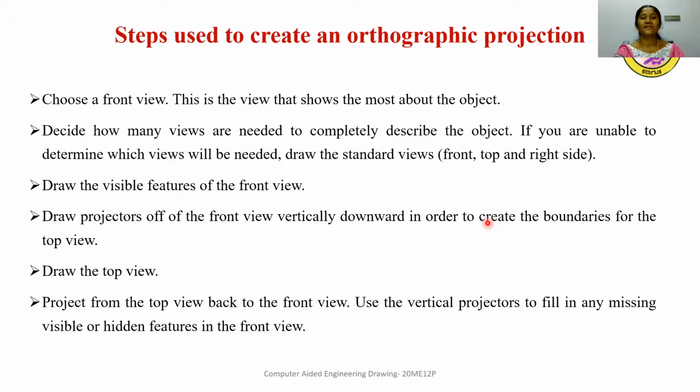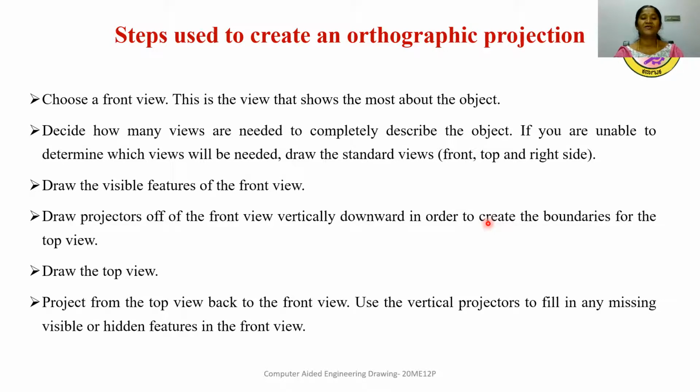So let's see what the steps are that are to be carried out in order to draw the orthographic projection. The first step is, if the direction is not specified in the given problem, which is the front view direction and which is the side view direction, you have to select the direction which indicates the maximum features of the object as the front view. Then you have to decide how many views to be drawn. If it is not specified, usually three views will be drawn: the front view, the top view, and the side view. The side view can be a right side view or a left side view.